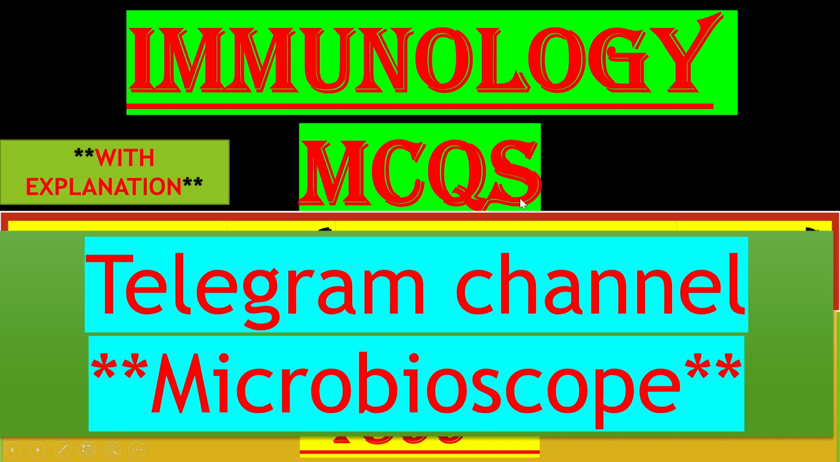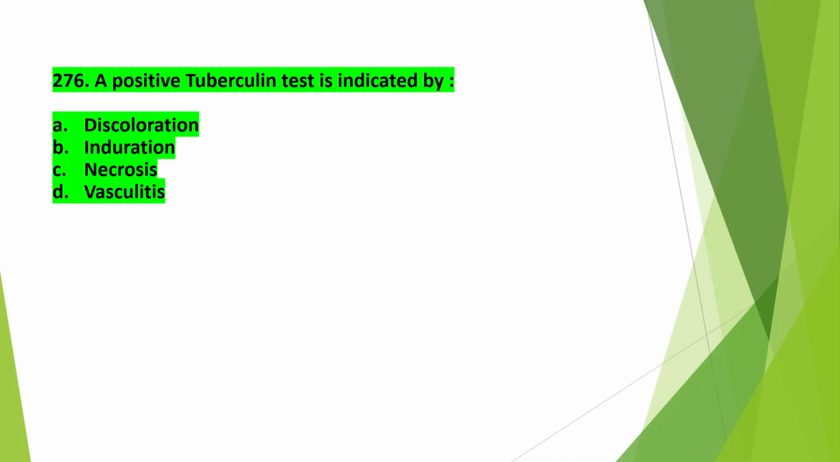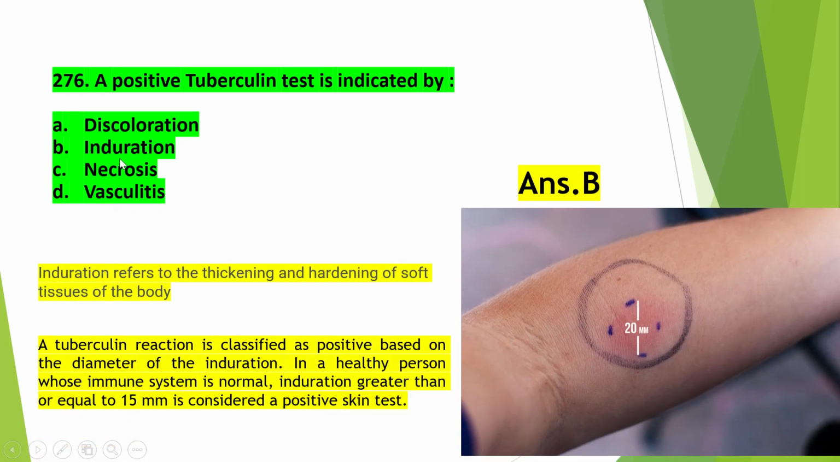So let's start the MCQ session with detailed explanation on immunology. The first question is: a positive tuberculin test is indicated by discoloration, induration, necrosis, or vasculitis, and the right answer is option B, that is induration. So a positive tuberculin test is indicated by induration. What is induration? Induration refers to the thickening and hardening of soft tissues of the body.